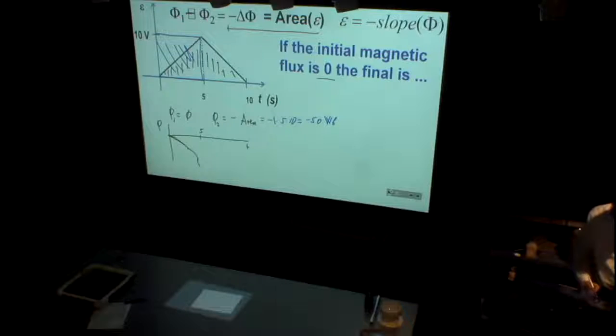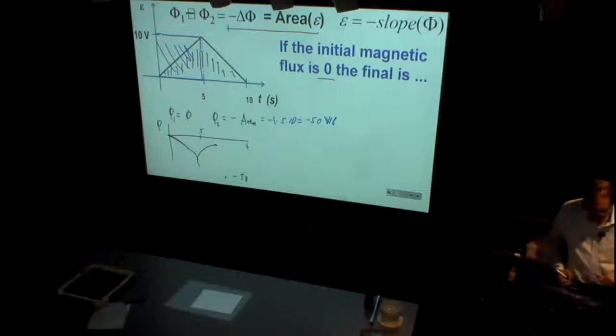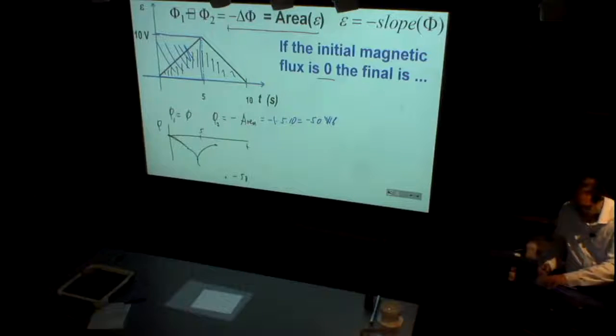The initial was zero. I know I have to end at negative 50. Well, actually, probably should go this way. Something like this. We can write an equation, a quadratic equation, and then plug numbers in and calculate.